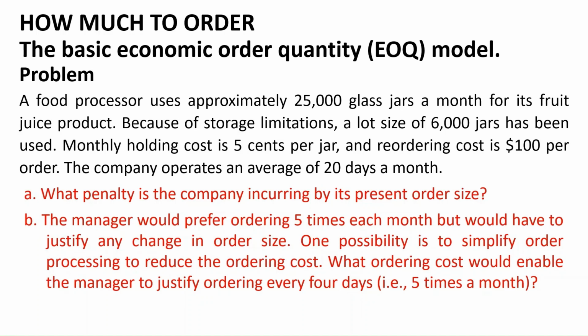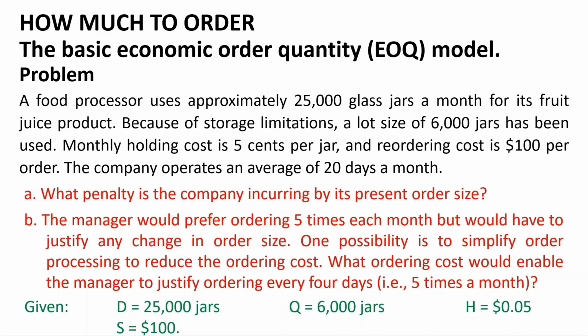The manager would prefer ordering 5 times each month but would have to justify any change in order size. One possibility is to simplify order processing to reduce the ordering cost. What ordering cost would enable the manager to justify ordering every 4 days, i.e., 5 times a month? The givens are the monthly demand D equals 25,000 jars, the order quantity Q equals 6,000 jars, the carrying cost H equals 5 cents, and the order cost S equals $100.